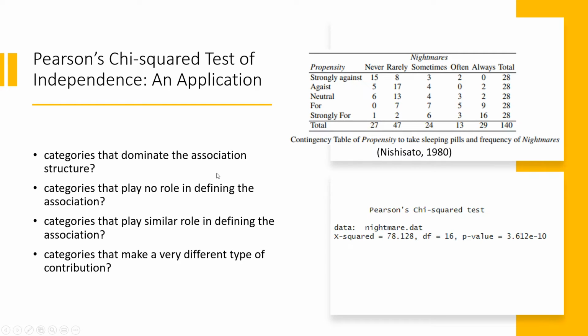That is, are there particular categories that dominate the association structure, and are there other categories that play no such role in defining the association? Also, are there categories that play a similar role in defining the association, and how can we determine those categories that make a different type of contribution? This is where scoring is able to help us, and we do this by averaging what is known as profiles.